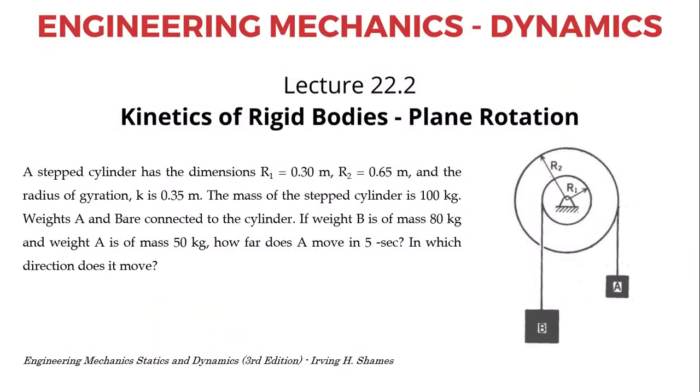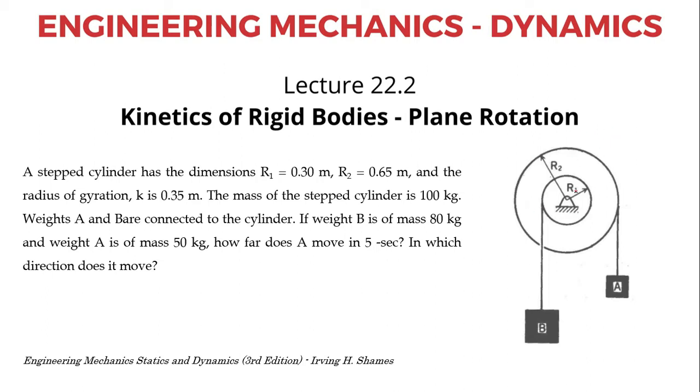A stepped cylinder has the dimensions r1 equals 0.3 meter, r2 equals 0.65 meter, and the radius of gyration k equals 0.35 meter. The mass of the stepped cylinder is 100 kilograms. Weights A and B are connected to the cylinder. If the weight B is of mass 80 kg and weight A is of mass 50 kg, how far does A move in 5 seconds? In which direction does it move?